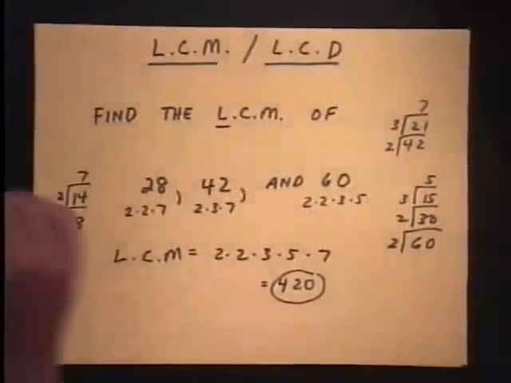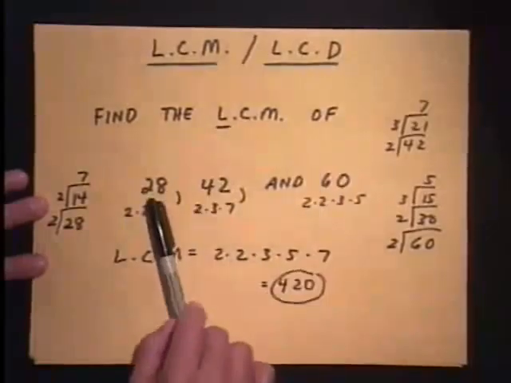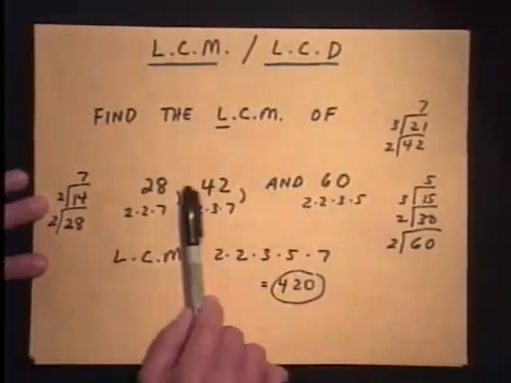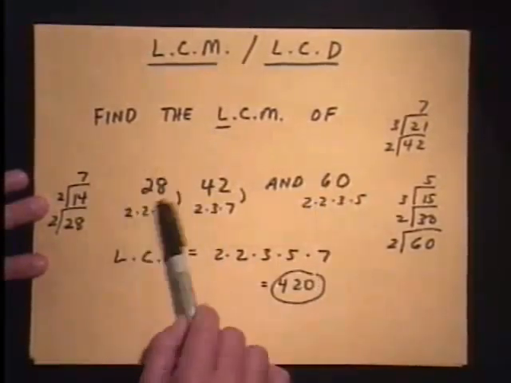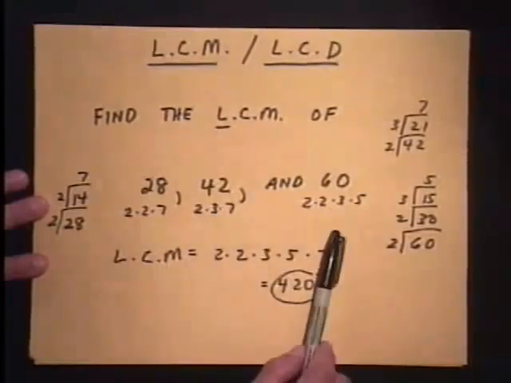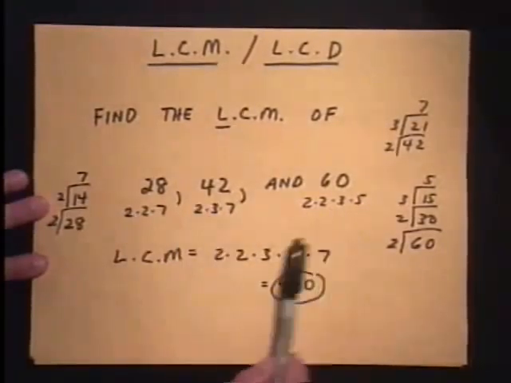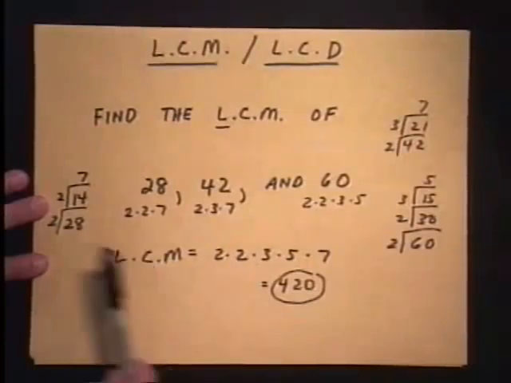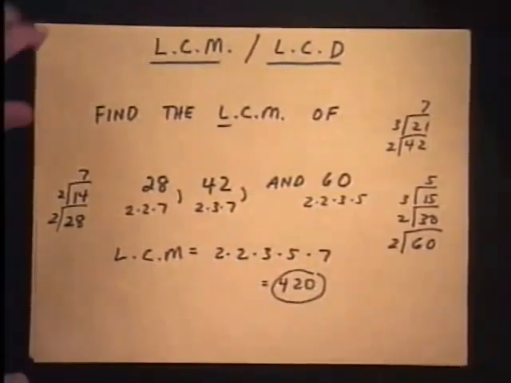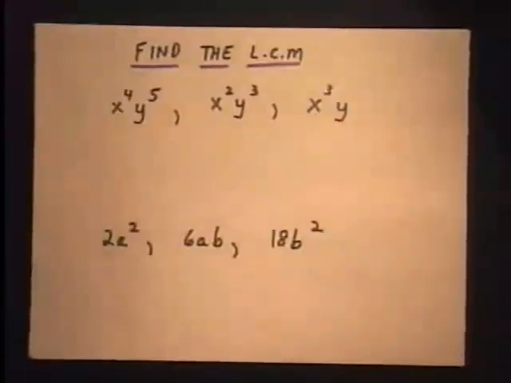So we found the LCM of 28, 42, and 60 by breaking these what are called composite numbers into prime numbers, and then taking the most of each prime number and multiplying it together to get the LCM. All right, so we're going to continue that thinking. But, oh, no, Young, not the variables, yes.